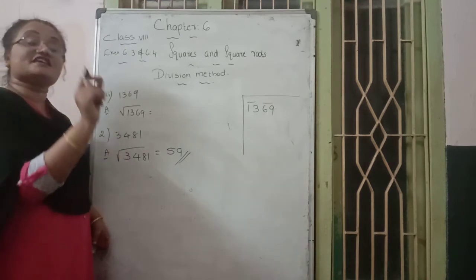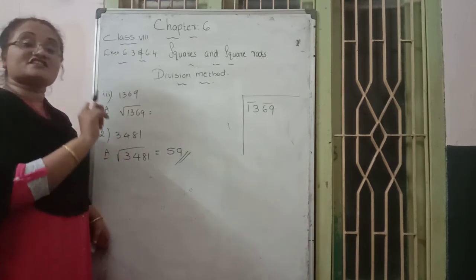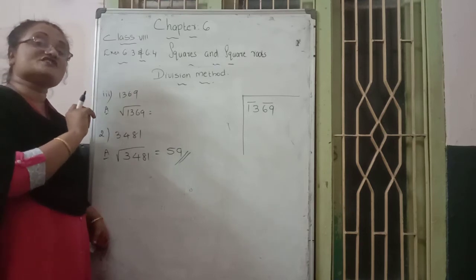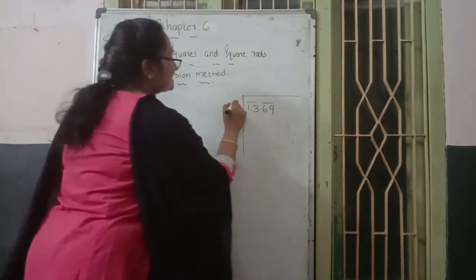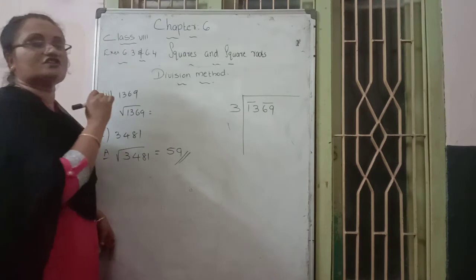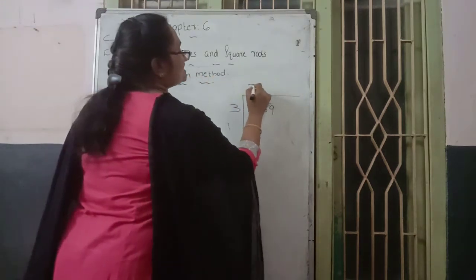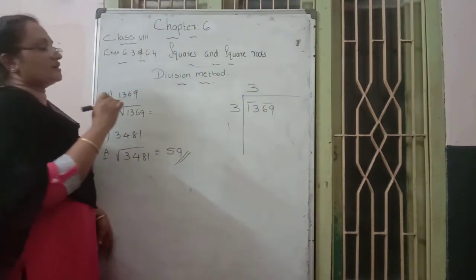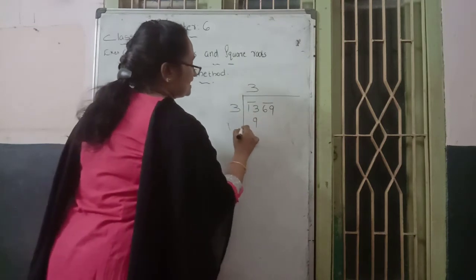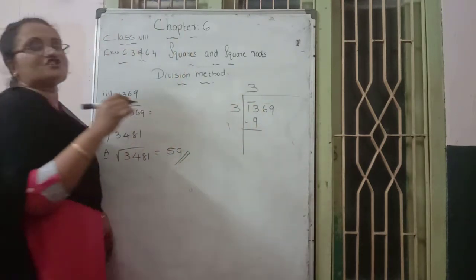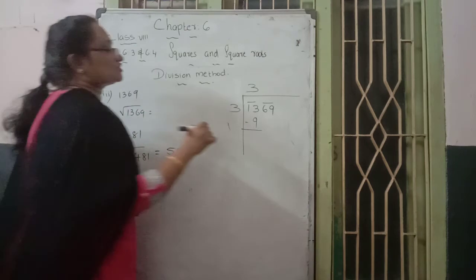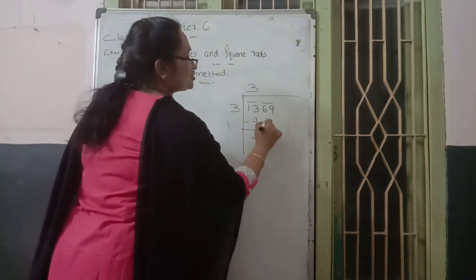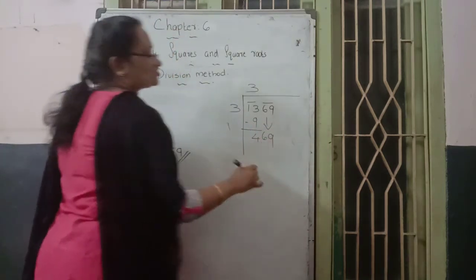Next, think of the nearest perfect square. 3 3s are 9. 4 4s are how much? 16, more than 13. So we can write 3 on the divisor place and the second 3 on the quotient place. 3 3s are how much? 9. Next process, subtraction: 13 minus 9 comes to be how much? 4. Next two numbers bring down, that is 16.